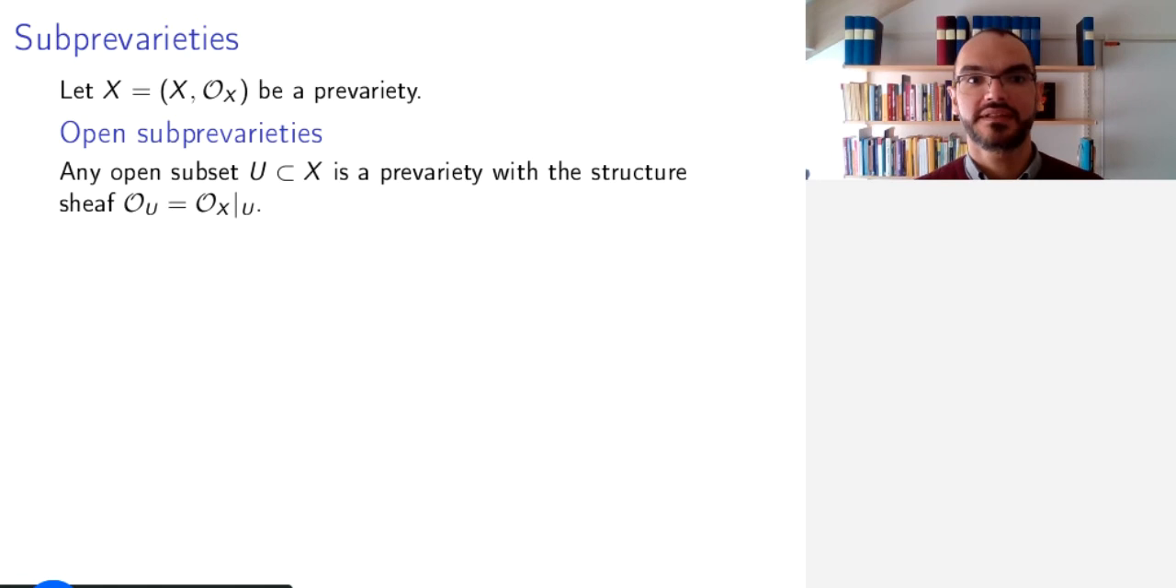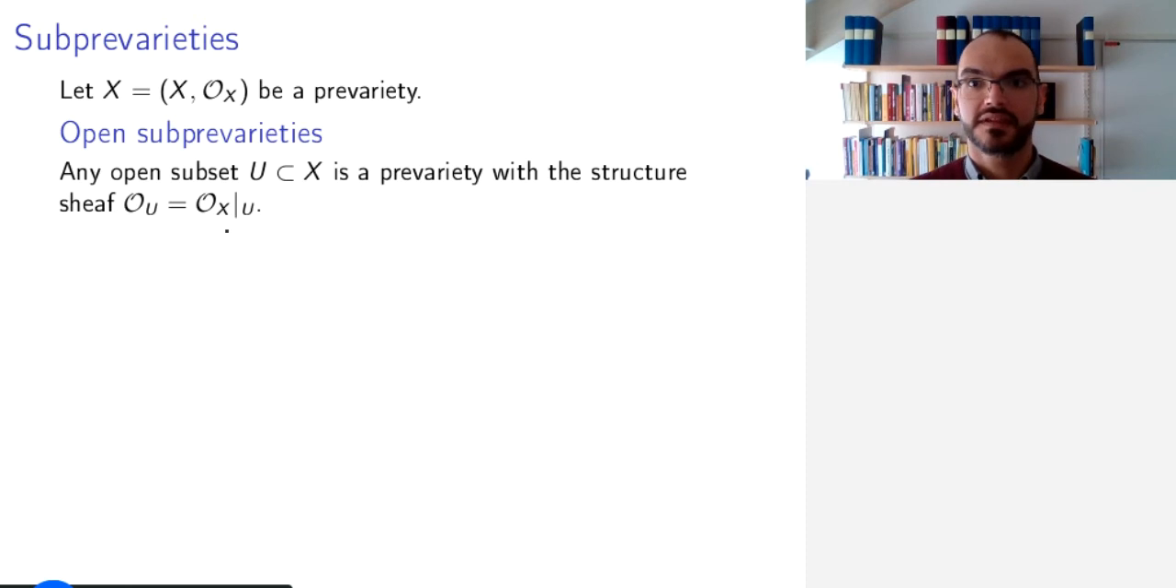Constructing open subvarieties is easy. So any open subset U is a pre-variety. It's a ringed space with the sheaf O_U given by restriction of the structure sheaf on X. And why is it a pre-variety? Pause and think. The answer is simply that since X is already covered by finitely many affine varieties, taking intersections with U, you will get your open cover of U.